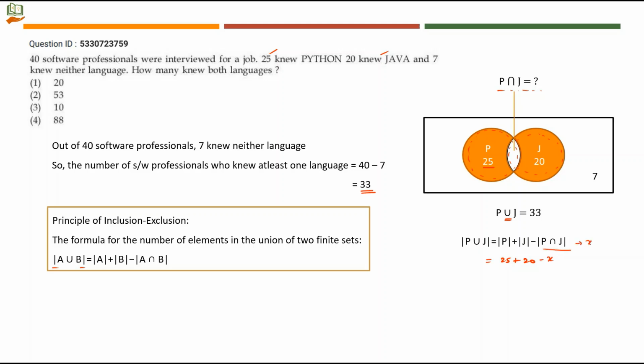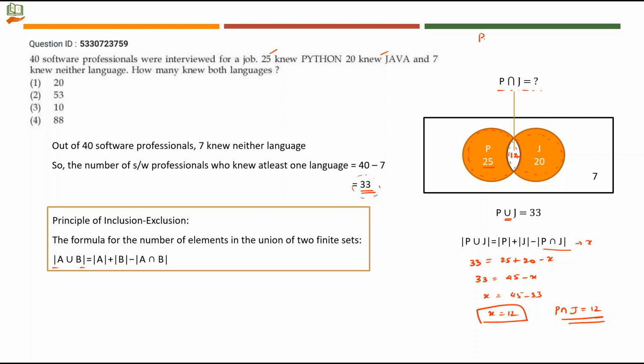And what about P union J? We know there are 33 professionals who know at least one of the languages. So this is equal to 33. So 25 plus 20 will give 45 minus X. X is equal to 45 minus 33, X is equal to 12. So the number of people who knew both Python and Java will be equal to 12. From this you can understand P intersection J is 12.